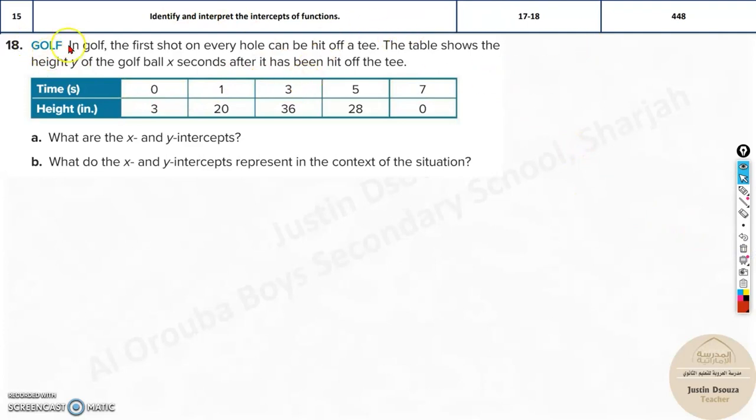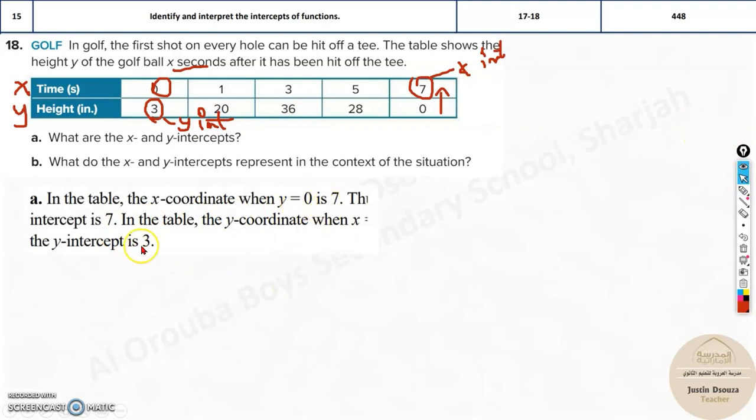You can easily do this now. You don't even need to read all this golf and everything. Just see time. It's very important to see what is x-axis. X is time, and y is height. So x-intercept will be when y is 0. This is the x-intercept. And y-intercept is when x is 0, that is y-intercept 3. So the answer will be over here. X-intercept is 7 and y-intercept is 3.